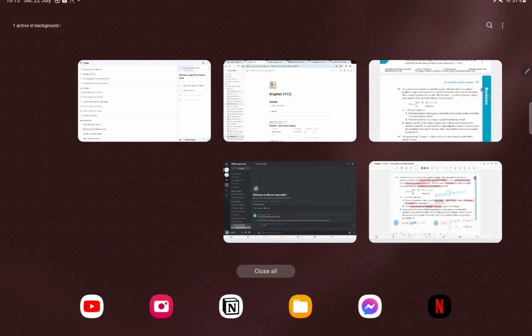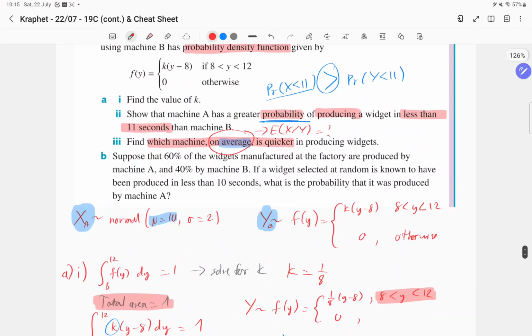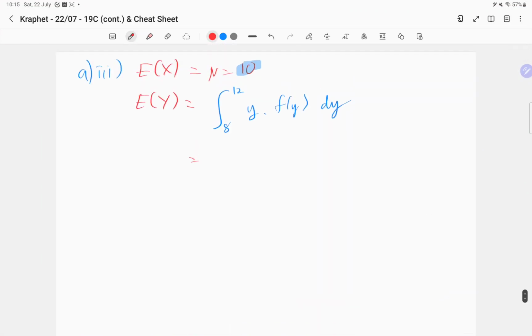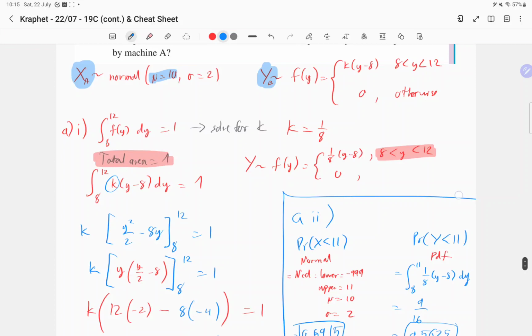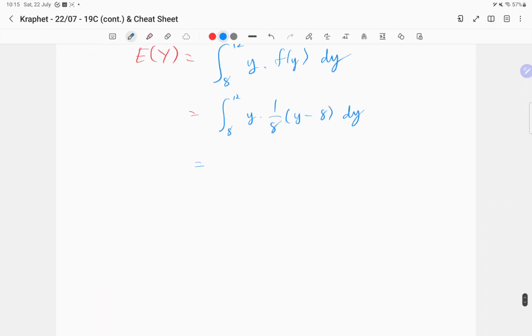All right, let's finish this one here. On average, we're calculating the expected value. So once again, it's just this one here, and then you anti-derive that. y times the function, which is 1 over 8, y minus 8. Take out the numerical factor 1 over 8, and then anti-derive it. But we need to times the y in first. So y squared minus 8y dy. That'll be 1 over 8, anti-derive: y cubed over 3 minus 4y squared, from 8 to 12.